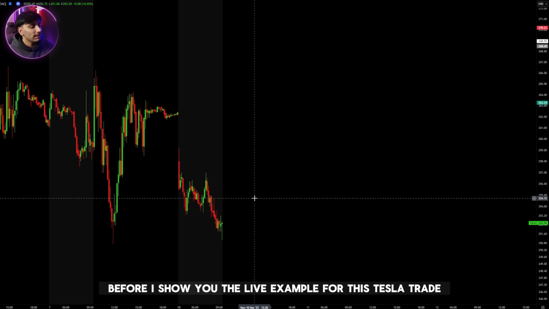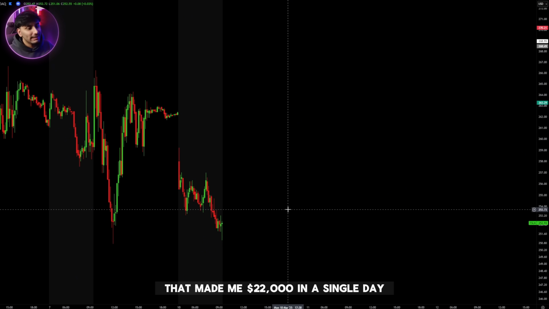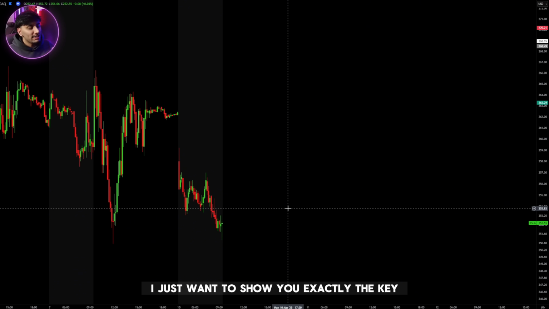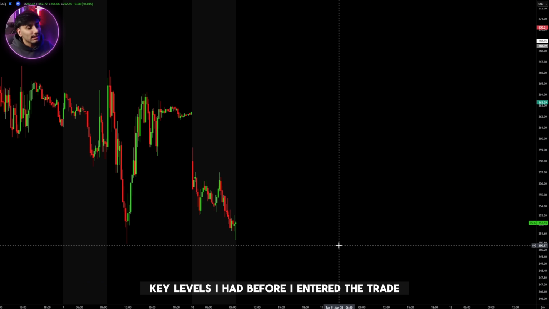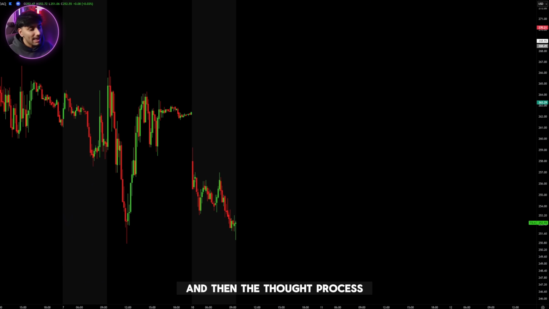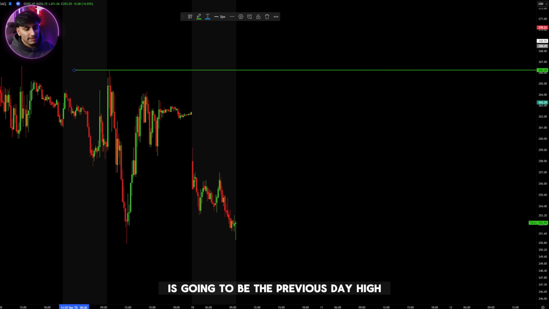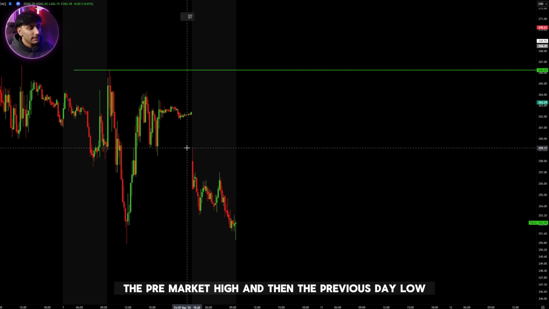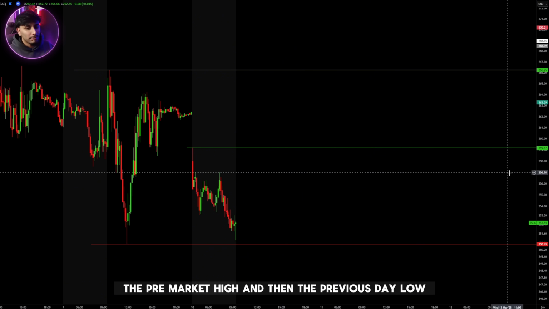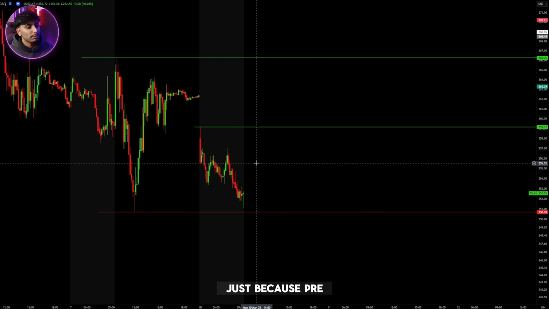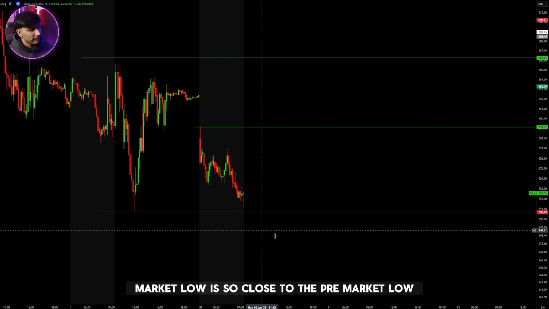All right, before I show you the live example for this Tesla trade that made me $22,000 in a single day, I just want to show you exactly the key levels I had before I entered the trade, and then the thought process for the actual trade as well. So the key levels I had for this trade are going to be the previous day high, the pre-market high, and then the previous day low, just because pre-market low is so close to the previous day low.